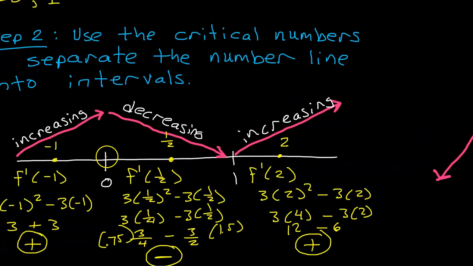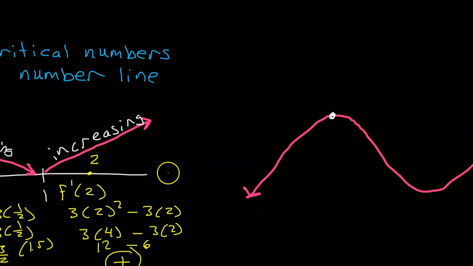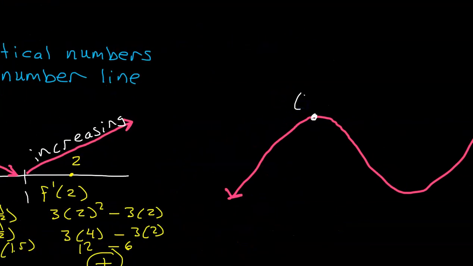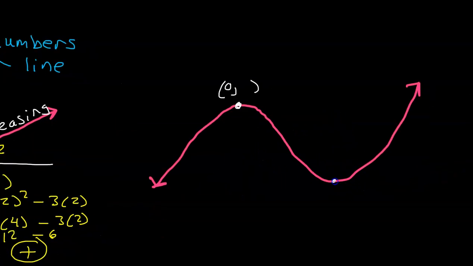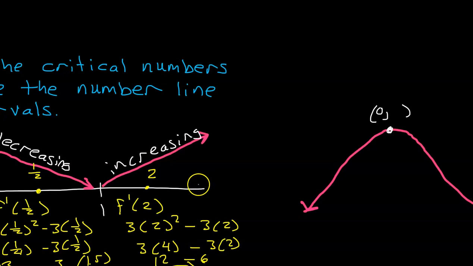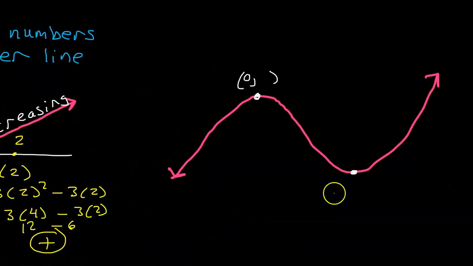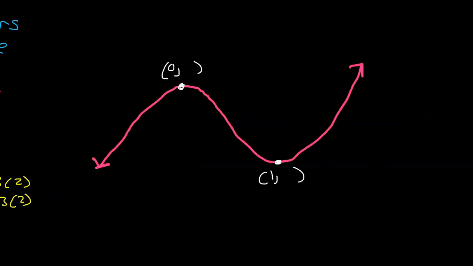So at 0, okay, so this is going to be at 0 comma something is where it's going to change from increasing to decreasing. And then we have a critical value here at 1. So we know right here at 1 comma something, this is where the graph changes. So let's go ahead and take a look at the actual graph of the function and see how we did.